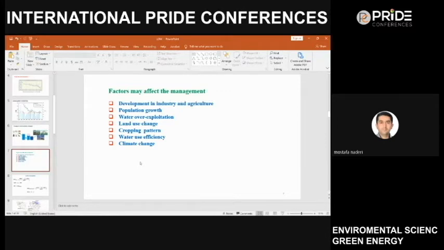Another factor is land use change or cropping pattern, that depends on the type of crops, in which a crop with low water demand is planted or a crop with higher water demand is planted. Water use efficiency controls the volume of water loss. As the water use efficiency increases, the volume of water loss is reduced. So increased water use efficiency decreases the water supply. And the most important and interesting factor may be climate change.